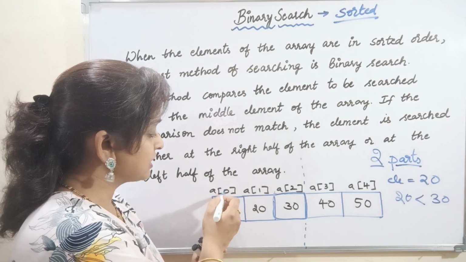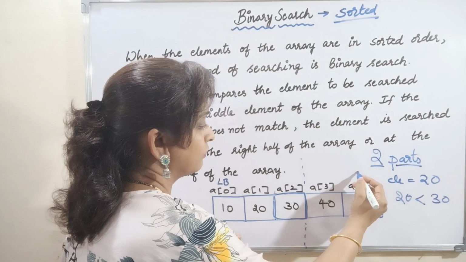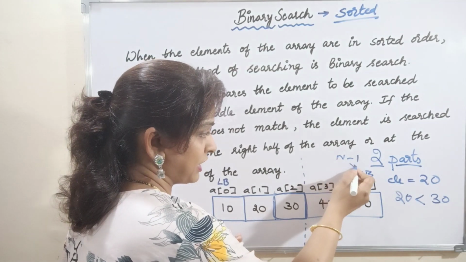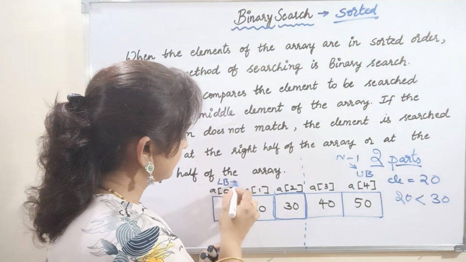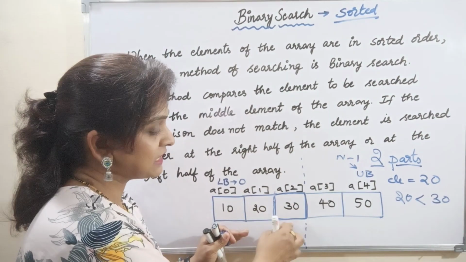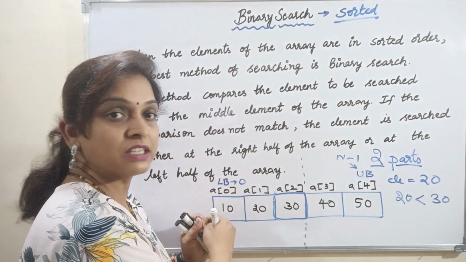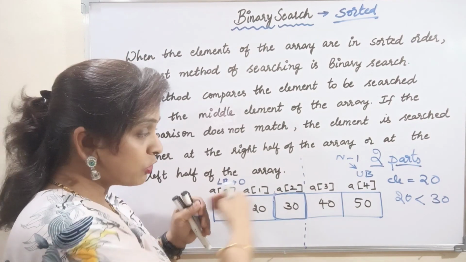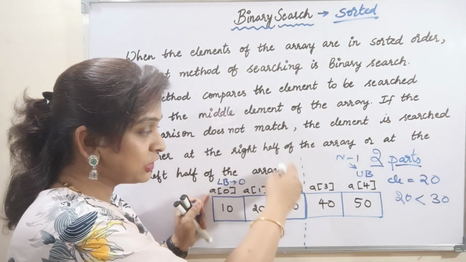Here we call this the lower bound, which is 0, and 4, which is the upper bound, meaning n minus 1. So n minus 1 is the upper bound and 0 is the lower bound. When the search element is less than the mid element, I have to move towards the left, meaning my elements are available towards the left. So when I move towards the left, the lower bound remains the same. The upper bound I need to change.